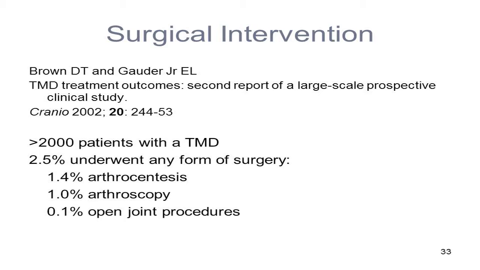Surgical intervention we tend to shy away from now for all kinds of reasons. A big study from the States looked at over 2,000 patients with temporomandibular disorders of all types, and 0.1% went to open joint procedures, just over 1 in 100 went for arthrocentesis, and about 1% went for arthroscopy. So the take-home message again for the temporomandibular disorders is they are managed conservatively now. Don't rush them into theatre to do big surgery on them, because for the most part it's not helpful, nor is it required.